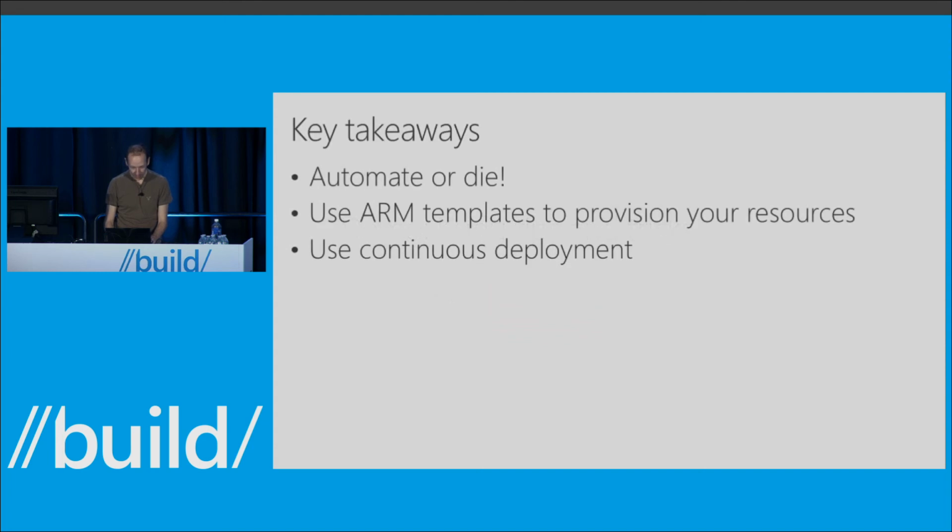And here I'll wrap up. So the key takeaways is when it comes to provisioning and deployment, you really need to automate or die. Like you can't have a working workflow where you're just piecemeal building your resources in the portal. Portal is great to discover the resources, but really you need automation, and ARM templates is the way to do it, along with continuous deployment.